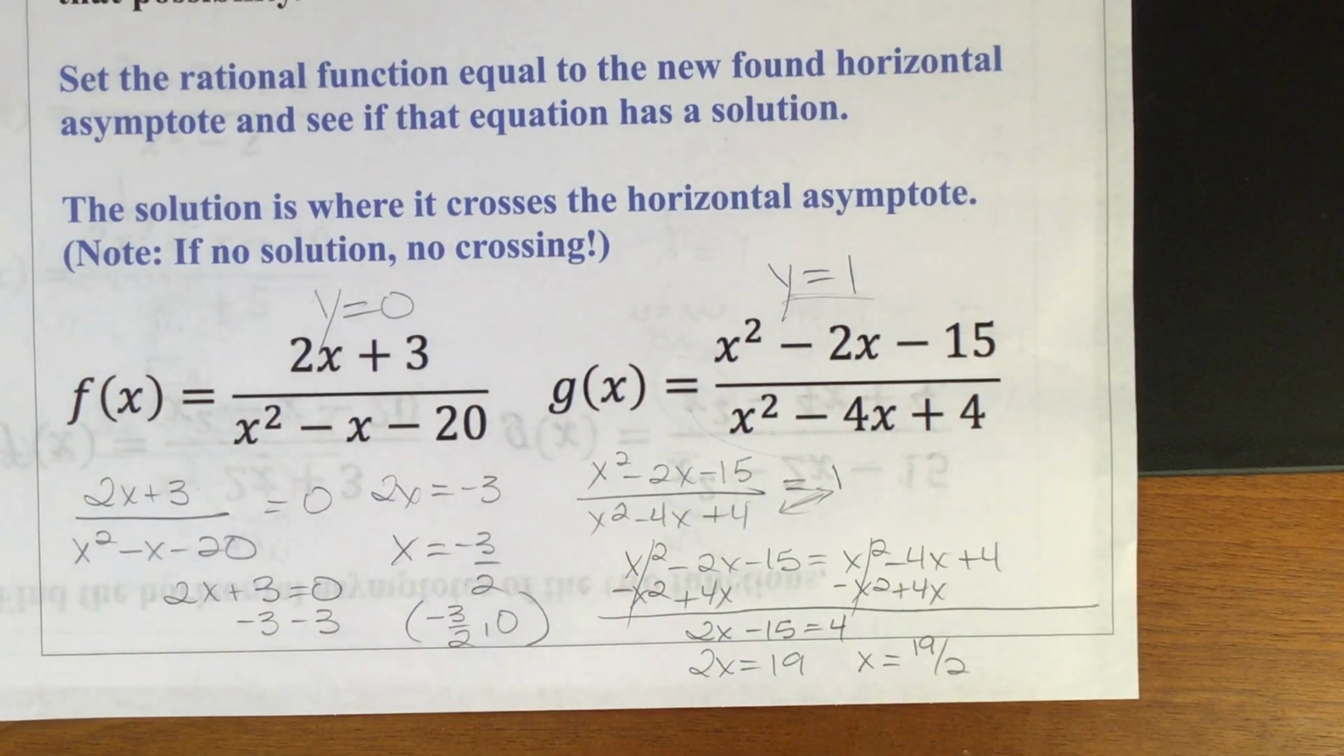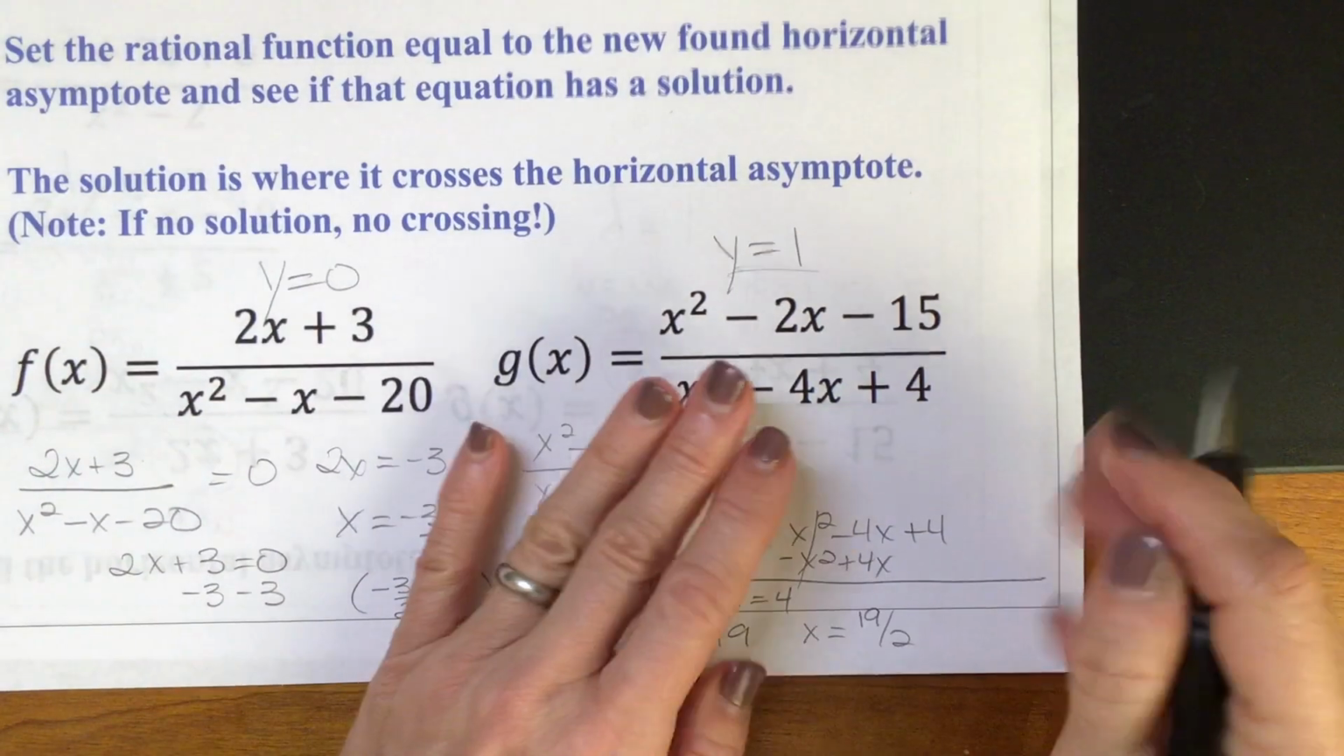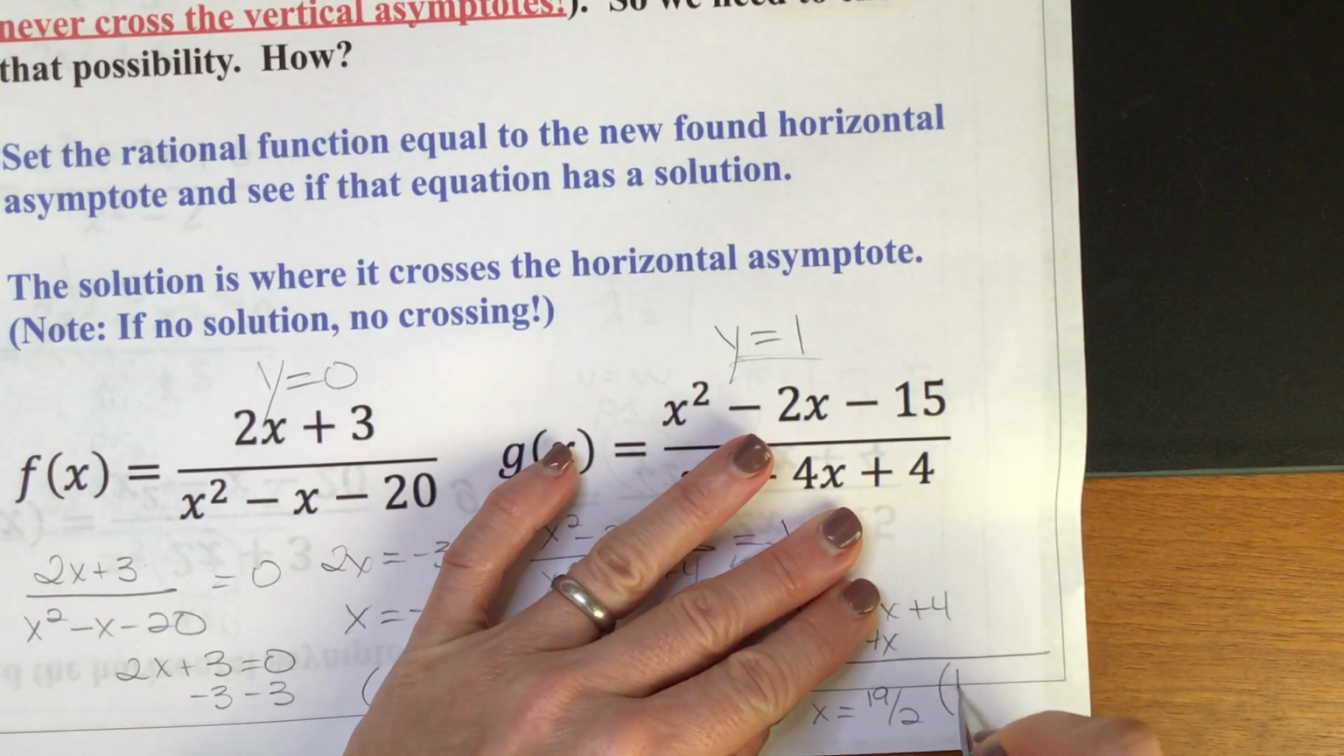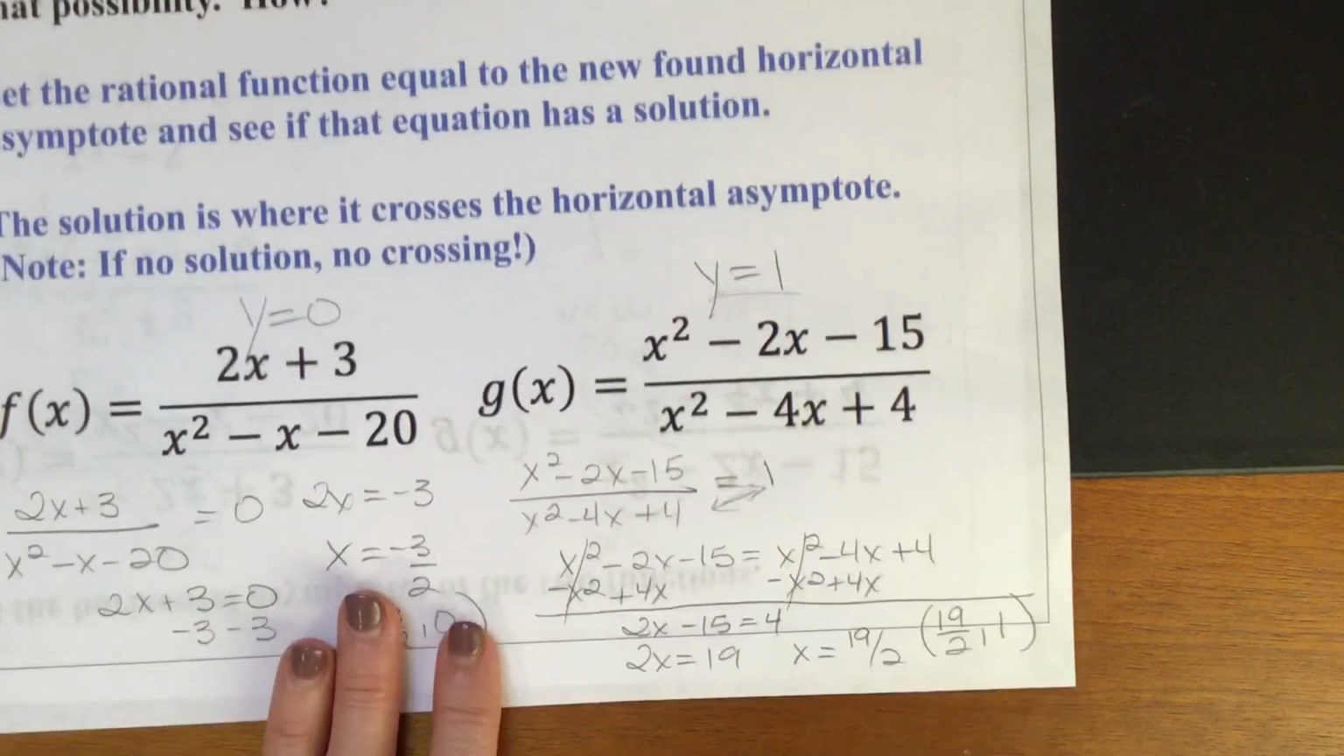And since those equal each other, since I was able to get a solution, I am going to cross my horizontal asymptote at 19 halves, comma 1. That'll be a point on my graph.